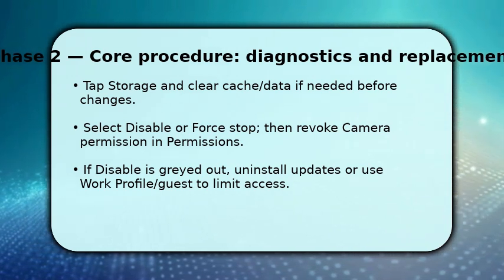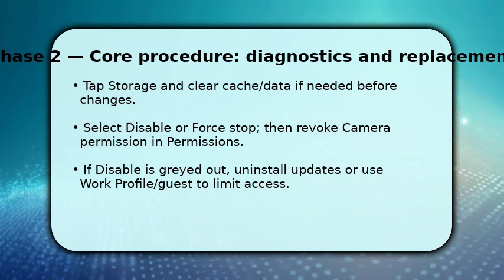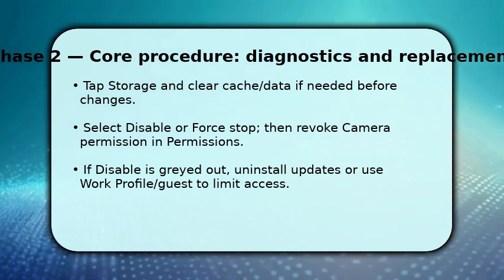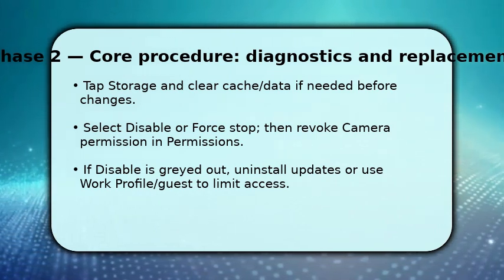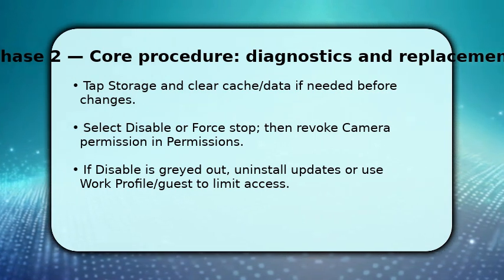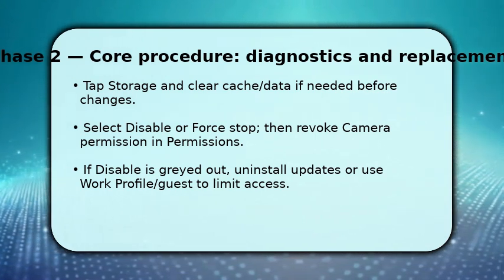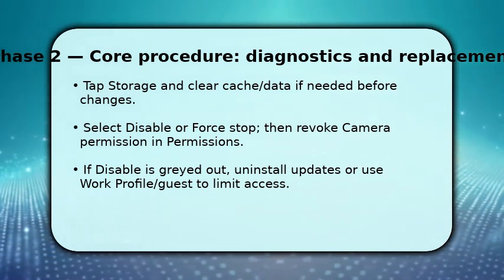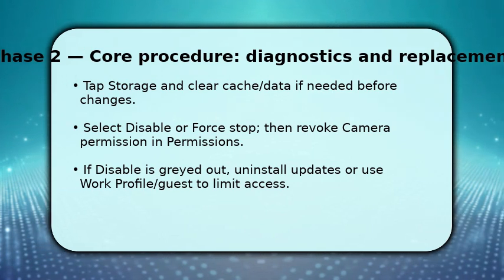If disable is grayed out, uninstall updates to restore the disable option. Alternatively, set up a work profile or guest account to block camera for specific users. These steps prevent background access and make the change persistent across restarts.